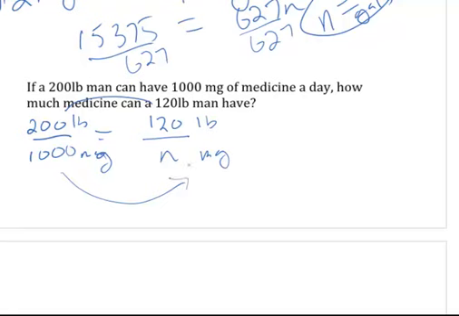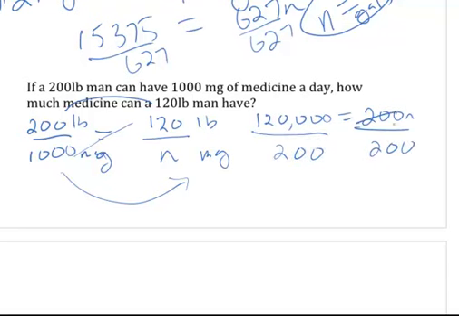All right, so let me go ahead and cross multiply. If I take 1,000 times 120 on my calculator, I should be coming up with 120,000 equals 200 times n. Well, that's 200n. So when I divide both sides by 200, that's going to leave me with n is equal to 120,000 divided by 200 is 600 milligrams of medicine.